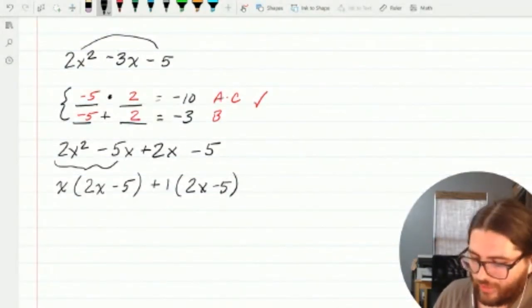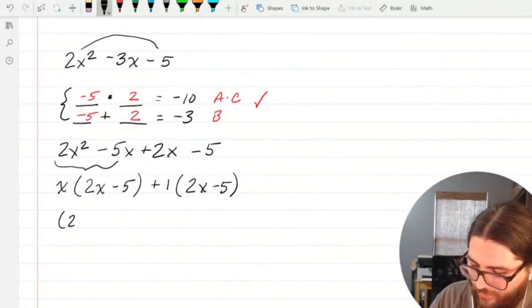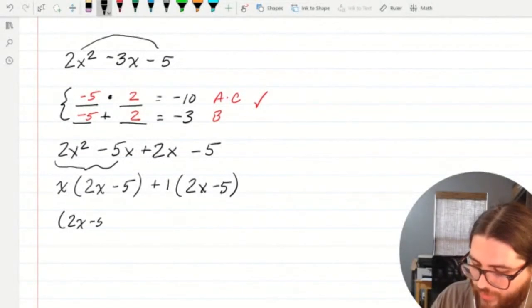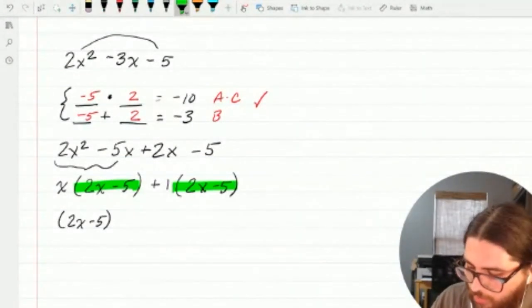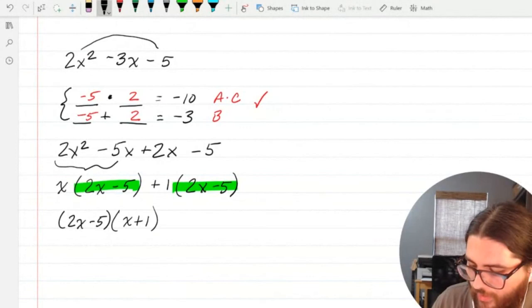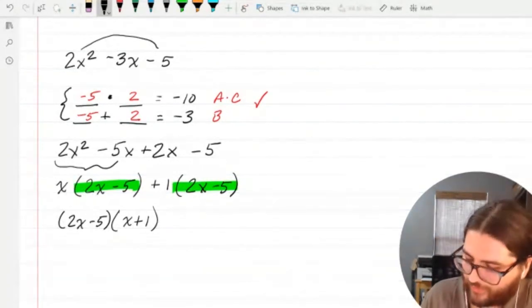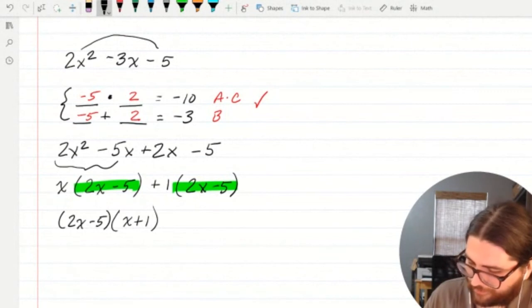A lot of people will forget that sort of greatest common factor of last resort. 2x minus 5 is the greatest common factor now. And now that I'm looking at the big problem, what's left? X plus 1. This is now completely factored. Awesome.